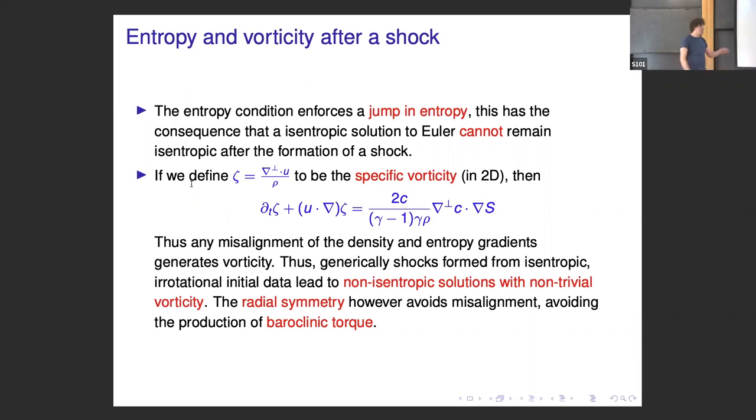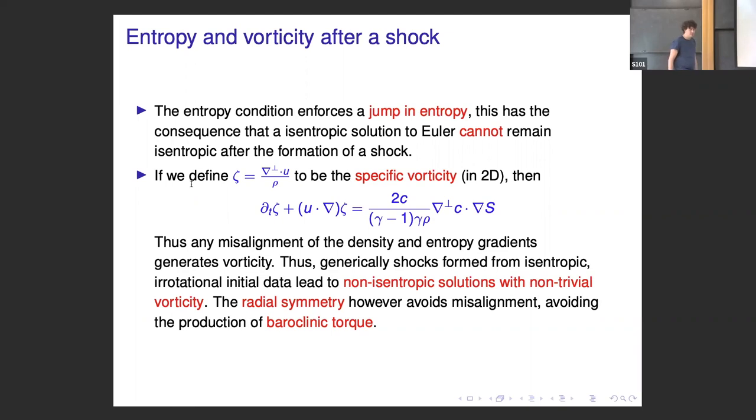So even though before the shock, being irrotational and being isentropic gets propagated, as soon as the singularity forms, you have to go into the full Euler equations. With one caveat being that if you impose radial symmetry, then you can force that there's no misalignment, and so you can avoid at least the production of vorticity.